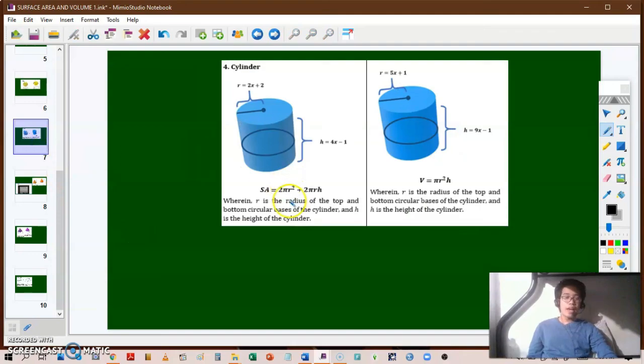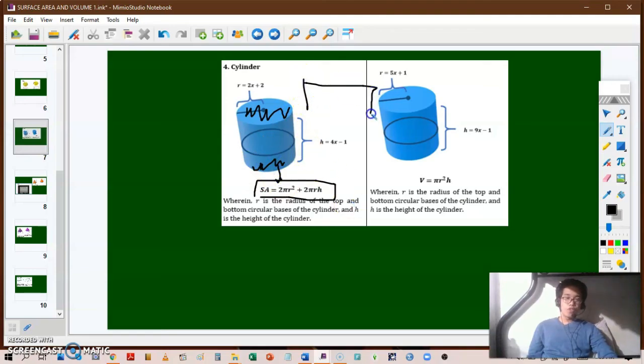And then we have the cylinder. For the cylinder, we already discussed the surface area, which is 2 pi r squared plus 2 pi rh. This is the one pi r squared, then at the bottom we have another pi r squared. That's why you got 2 pi r squared and the 2 pi rh.